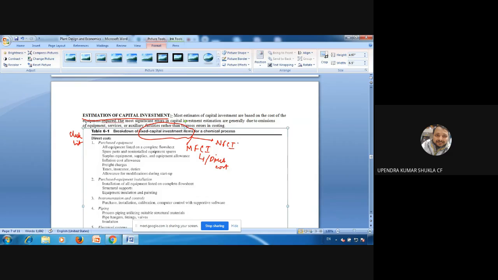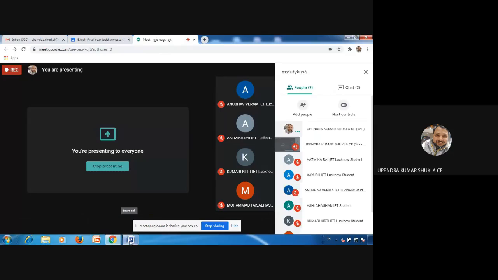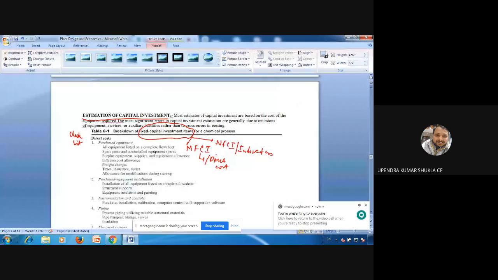Non-manufacturing fixed capital investment is also called indirect cost. Now I will tell you something that is very important. For the manufacturing fixed capital investment and non-manufacturing fixed capital investment, direct and indirect cost, you will check what all the items you have considered in your cost estimation.